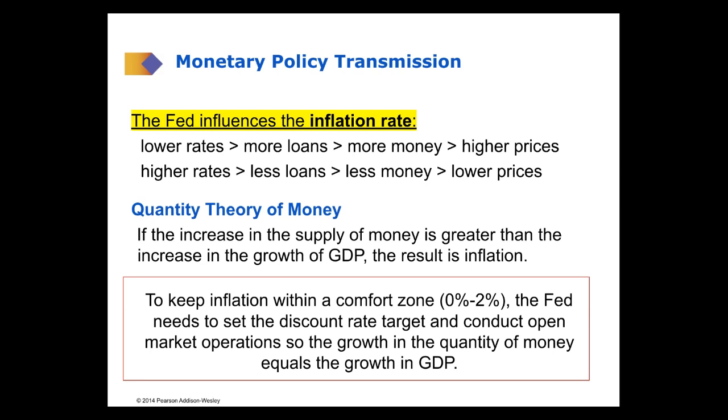You can say in a sense that our monetary policy is based on the quantity theory of money, because they use the quantity of money as the tool to conduct open market operations. And so again, the Fed, when they look at inflation, they want to keep inflation in the comfort zone between 0 and 2%. And in order to do so, they have to set a discount rate target and conduct open market operations. So the growth of the quantity of money equals the growth of potential GDP. That's what they're trying to do when they are trying to achieve stable prices, the most important monetary policy objective.